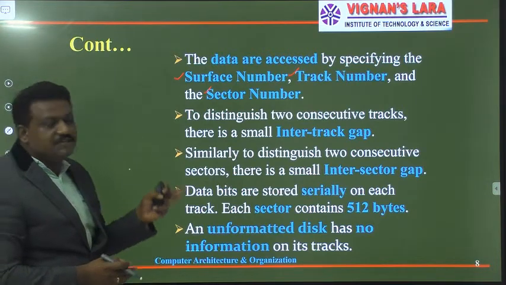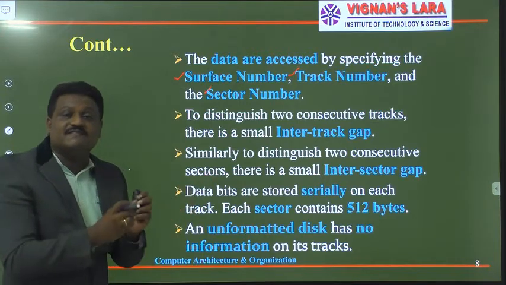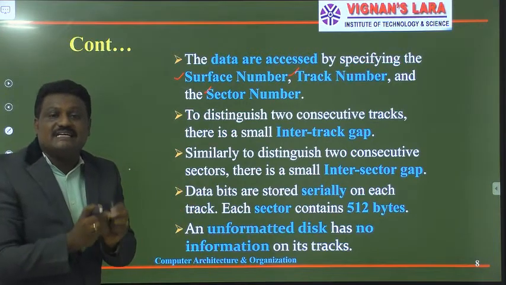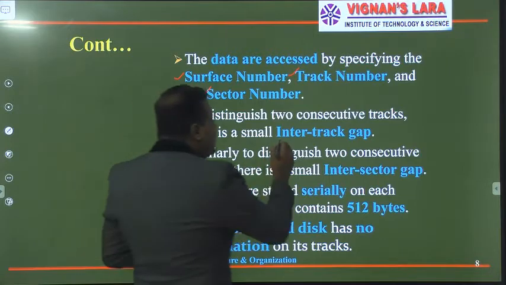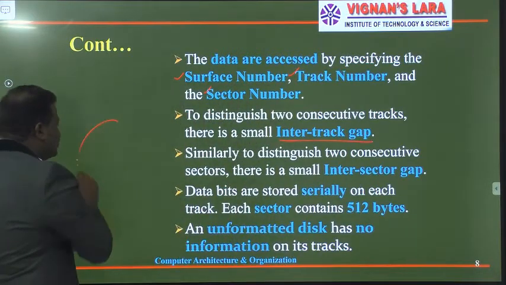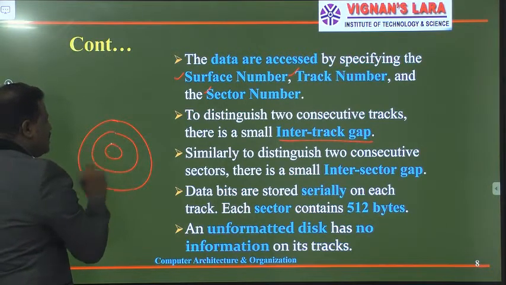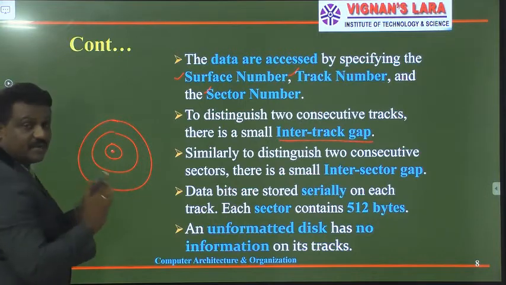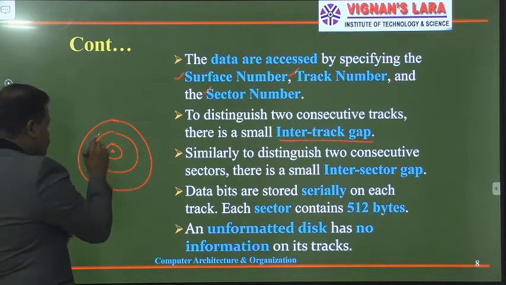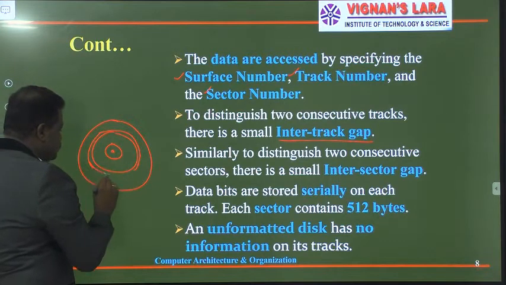Next, to distinguish two consecutive tracks, there is a small gap between the two tracks. That gap we call the inter-track gap. I can give more clarity by drawing this small diagram. So this is my disk, let's assume, like this.